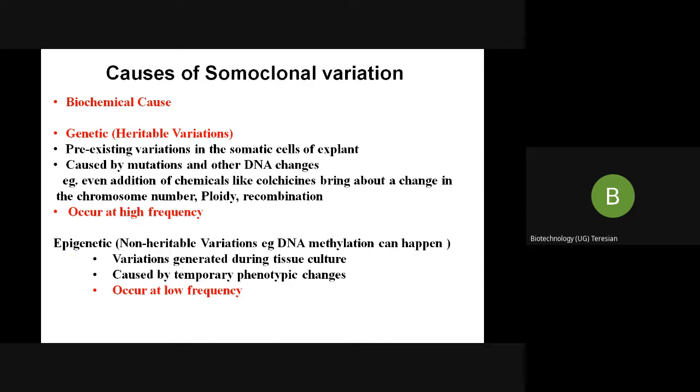So this is the first one we spoke about, causes of somaclonal variation. First is the biochemical cause we saw. This happened because of the stress we are inducing to the plant in the various stages of growth, from the explant to the whole plant. We are providing all artificial conditions, and this can cause a stress or traumatic shock to the plant, and that is why they are changing their biochemical components.